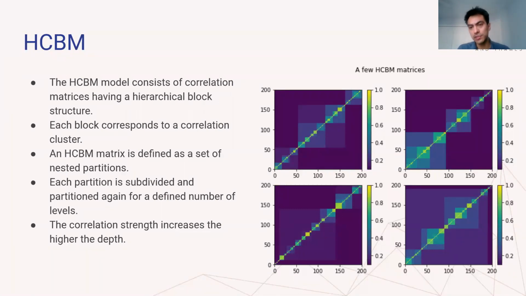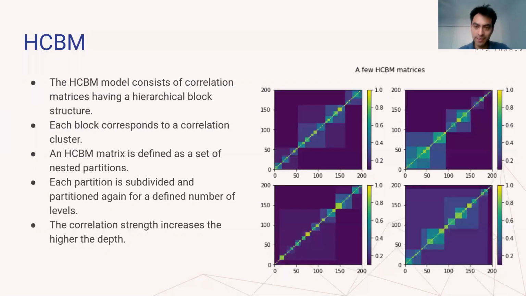And you can see here in the picture on the right, there are a few HCBM matrices. You'll see there are some squares. Those are the blocks of the correlation of the HCBM matrix. And each block has smaller blocks inside of them. As you will see, the smaller the block is, the higher the correlation strength. And this is how you create your HCBM matrix.